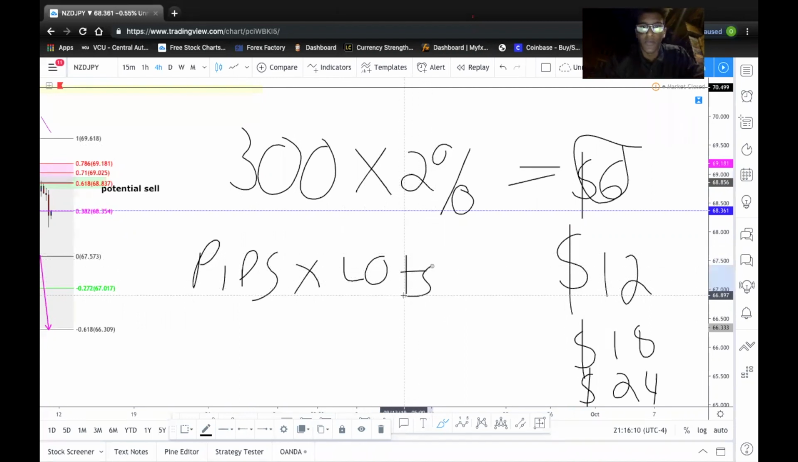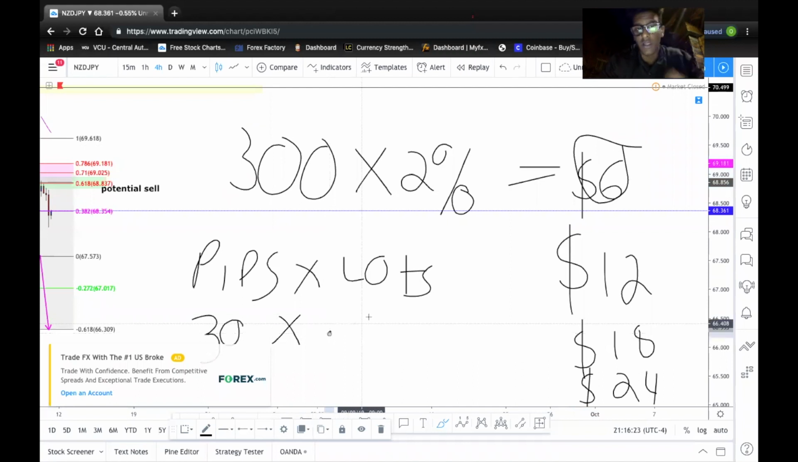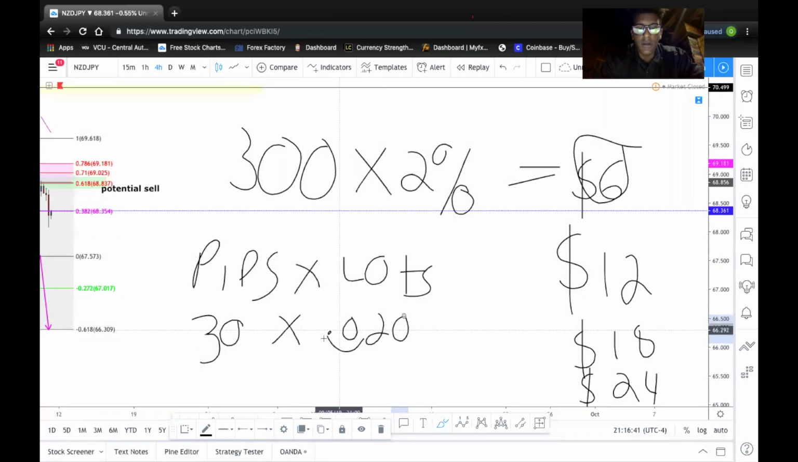Okay, so for example, if we're risking $6, we can be risking 30 pips if we are using 0.02 lots. So what does this mean? All you have to do is move the decimal one to the right, and now we have 20 cents. So we're getting 20 cents for every pip. So 20 cents times 30 pips is $6.